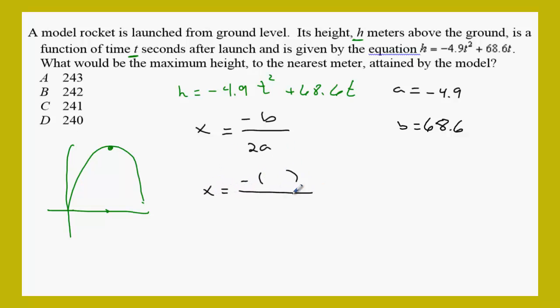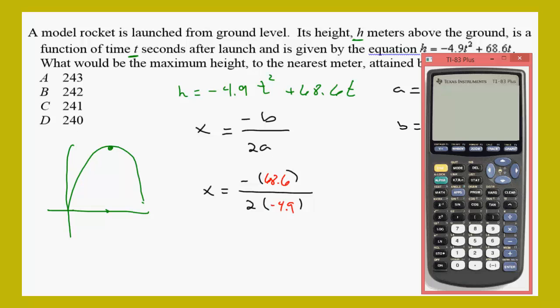The formula for the axis of symmetry is x equals negative b over 2a. Substitute: b is 68.6 and a is negative 4.9. Get your calculator. Negative 68.6 divided by, make sure you don't multiply under the division, but instead put them in parentheses, 2 times negative 4.9 equals 7.